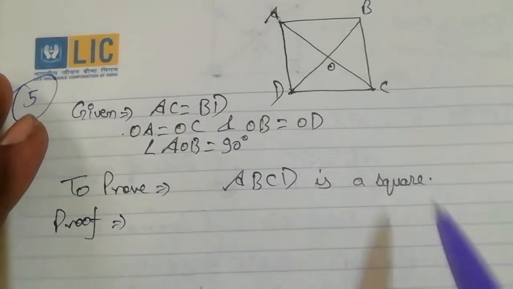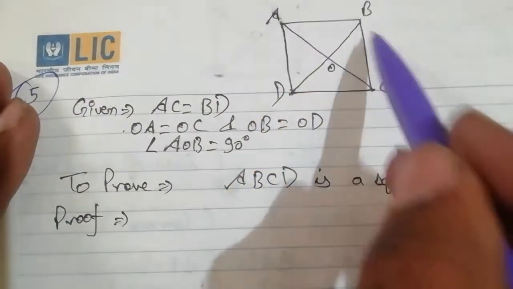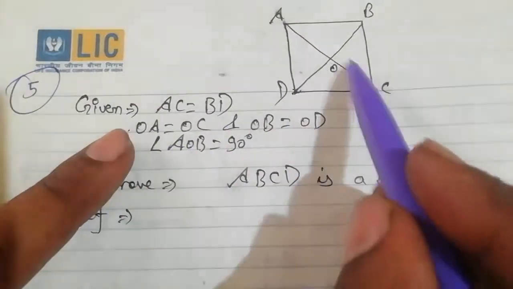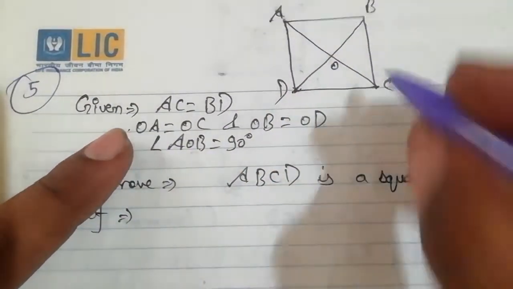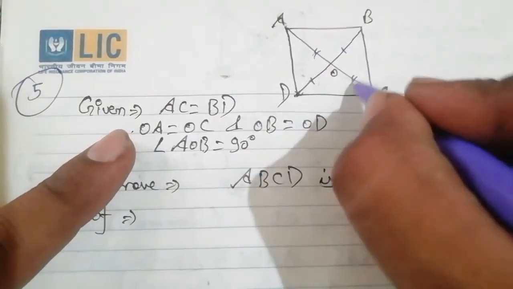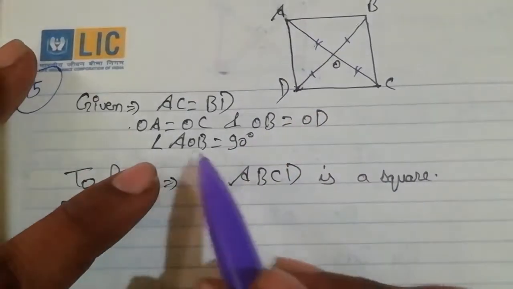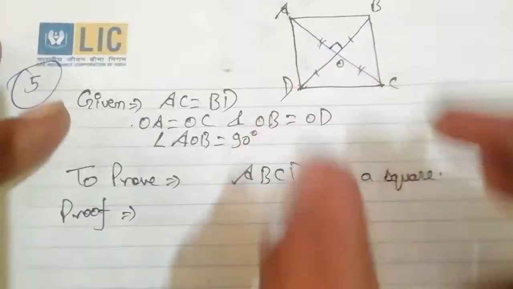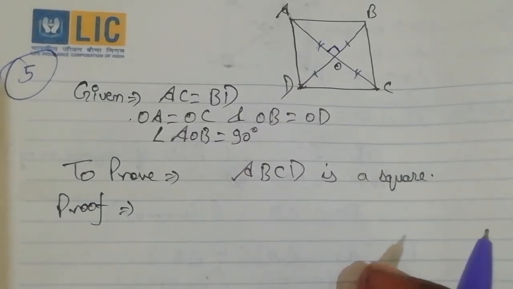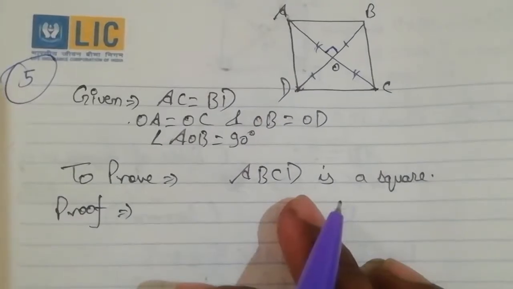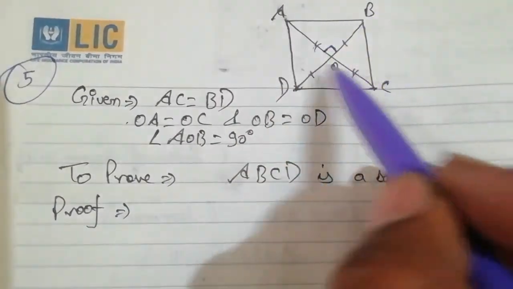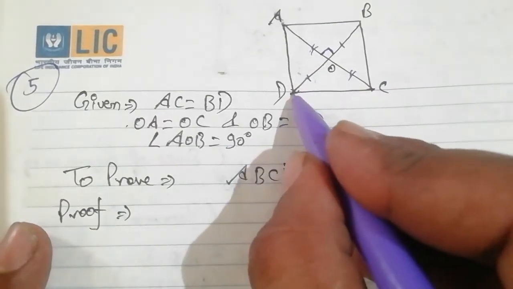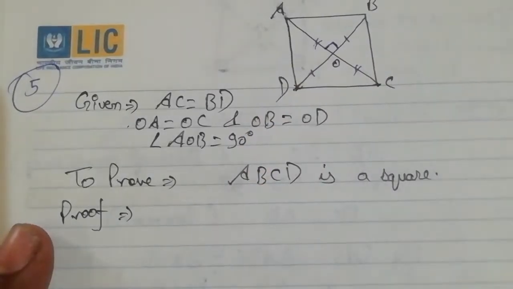So here is the figure. ABCD is a quadrilateral in which AC is equal to BD. Diagonals are equal. Also, the diagonals bisect each other, so it is given OA is equal to OC and OB is equal to OD. Also it is given that they are bisecting each other at 90 degrees. So this is 90 degrees. Now we have to show that it is a square. For proving it is a square, we need to equalize all the sides, such that AB is equal to BC is equal to CD is equal to AD. Okay, so let us prove this.